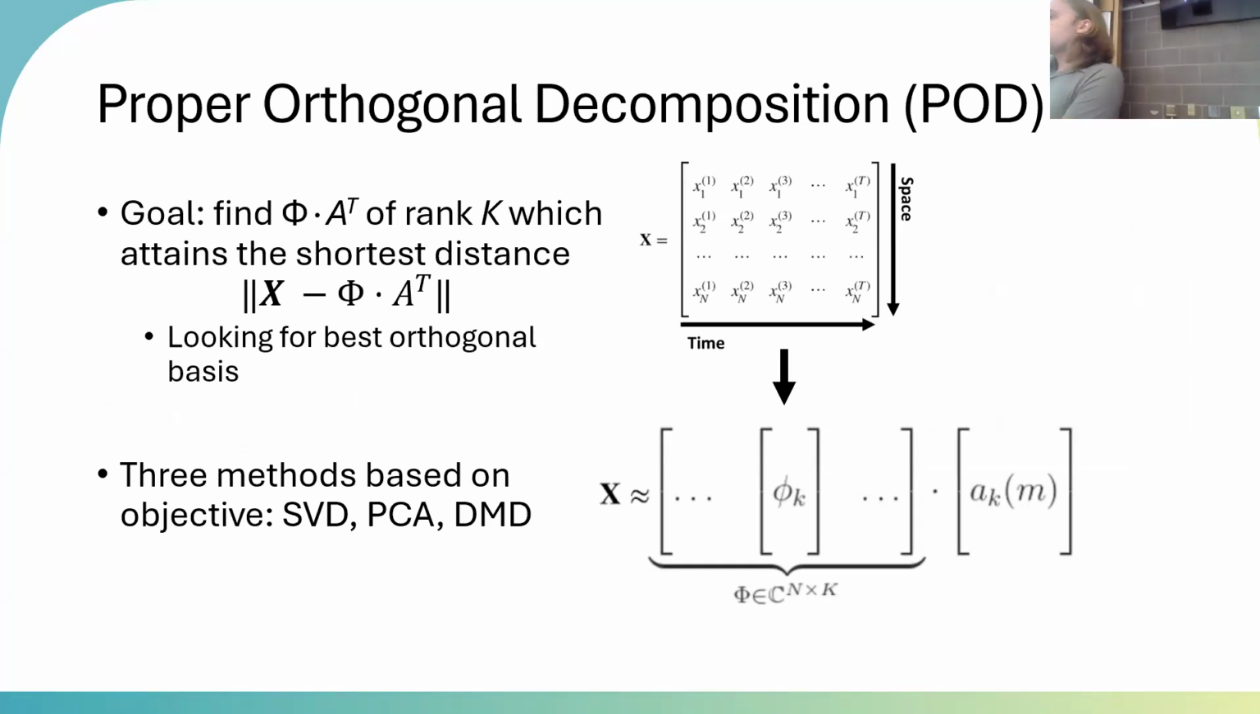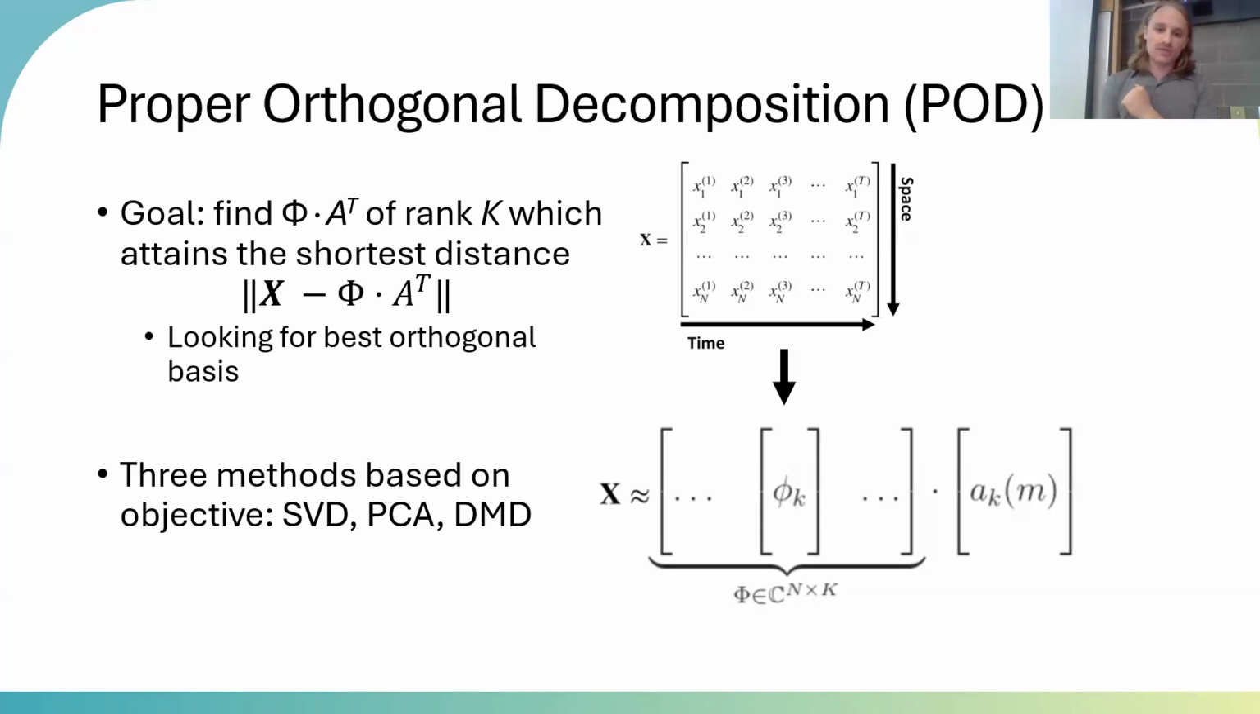So in order to evaluate the effectiveness of these decompositions, we have a general form where we look at the norm of the matrix that is the difference between our original X, or original data, and whatever our decomposition is, which we'll represent as this phi times A transpose.